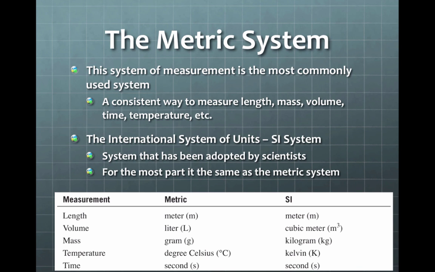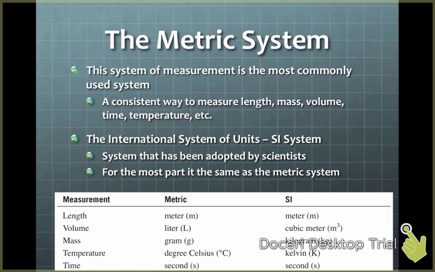There's lots of different units. A more specific type of system is called the International System of Units, or the SI system. And this is a system that has been adopted by scientists. And for the most part, it's the same as the metric system, but not always. So for instance, we can see in the metric system, we measure length using the meter. And in the SI system, we also use the meter.